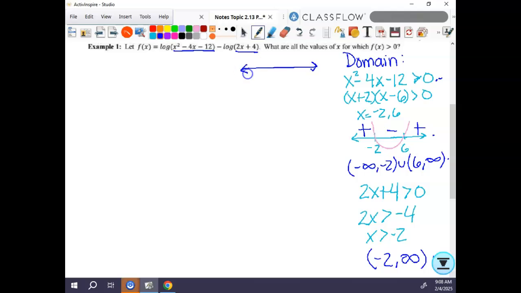Okay. I have on here basically -2 and 6. So this says I can use from -infinity to -2. This says 6 to infinity. Okay. So that's that first part. This part down here says I get to use -2 to infinity. Well, all I really get to use is where they overlap.